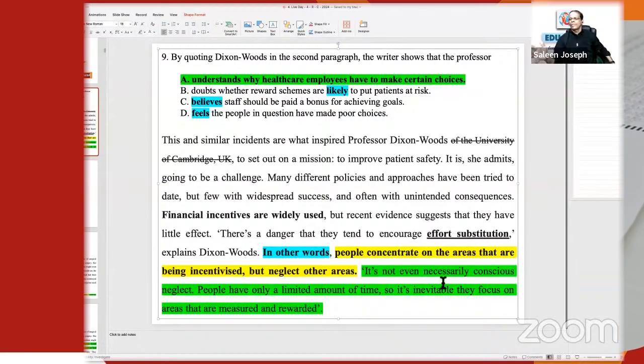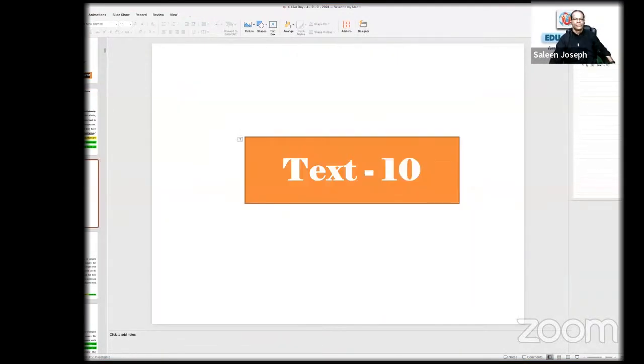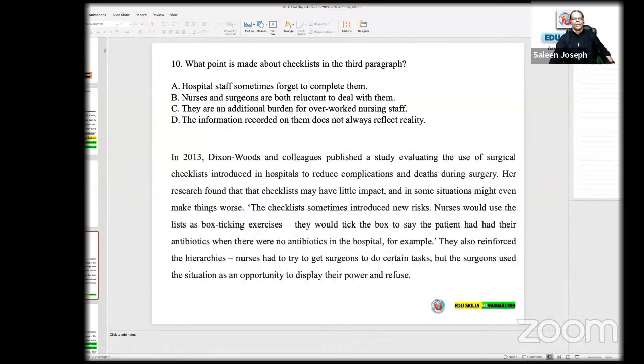They neglect some areas which are not incentivized or rewarded. The writer is trying to justify the health professionals, saying that it is not conscious or purposeful neglect. They have time constraints, so they have to do more important things which have some reward or recognition. Hope that is clear. Shall we go to the next? Yes. Okay, text 10.